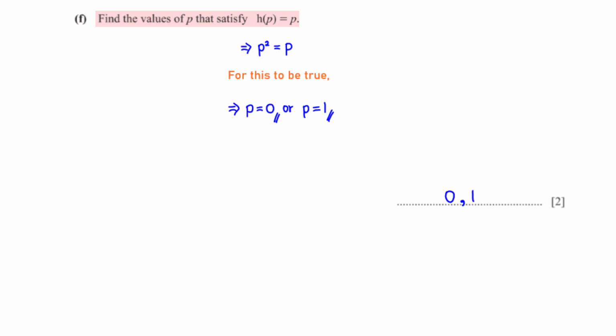Find the values of p that satisfy h of p equals p. To get h of p, we replace x in h of x with p, and this gives us p squared, which in this case is equal to p. The only values p can have to satisfy this equation are 0 and 1. 0 squared is 0 and 1 squared is 1.